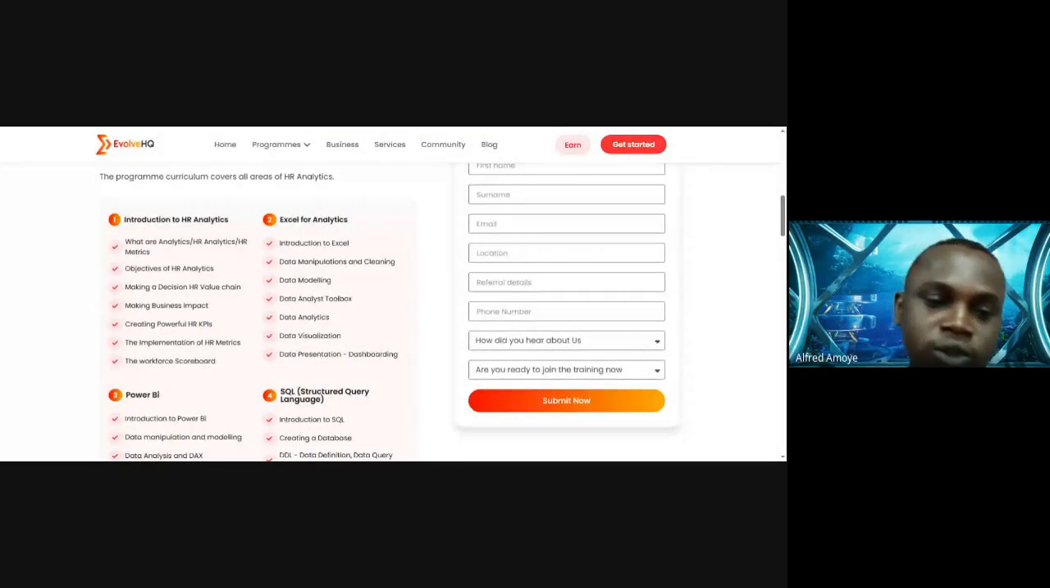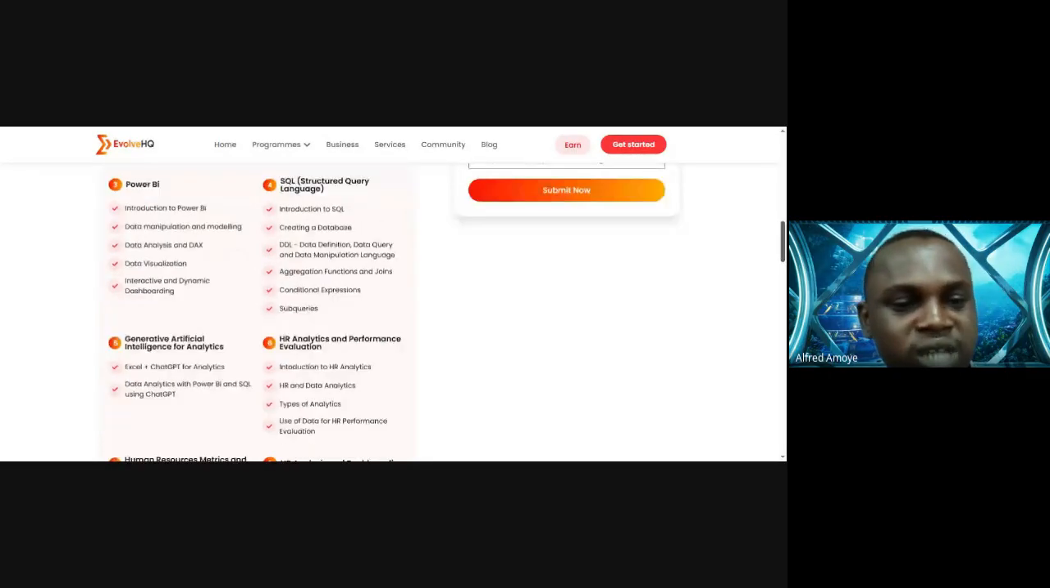Something unique about the training is that while you're learning, you also implement. Start collecting your organization data, start sorting, start cleaning on the go. You'll be working on close to 5 capstone projects in the course of the training. So it's very detailed, hands-on, practical, and intensive.